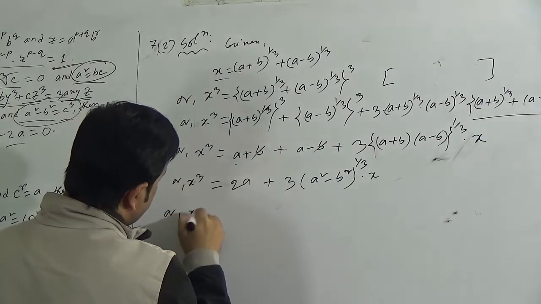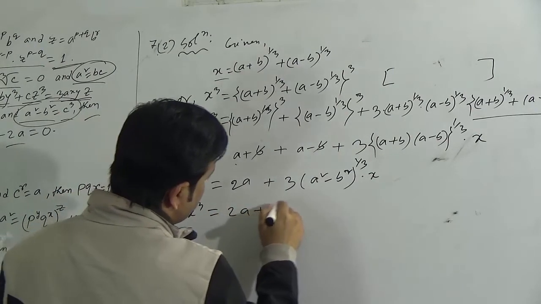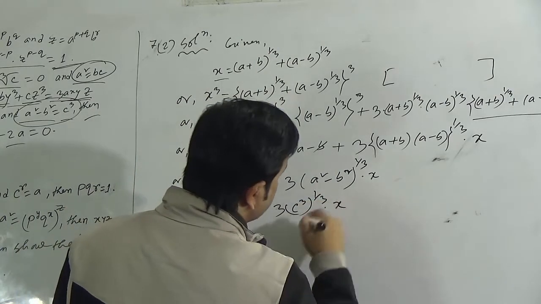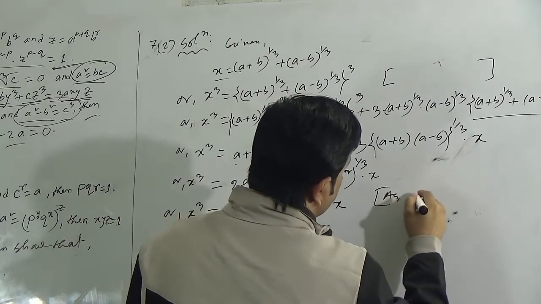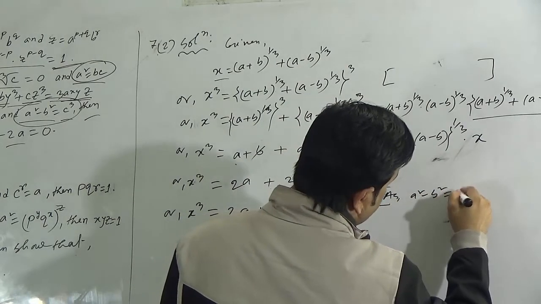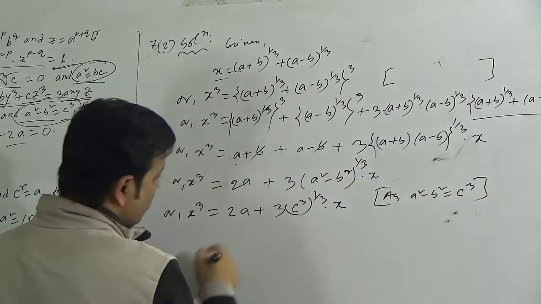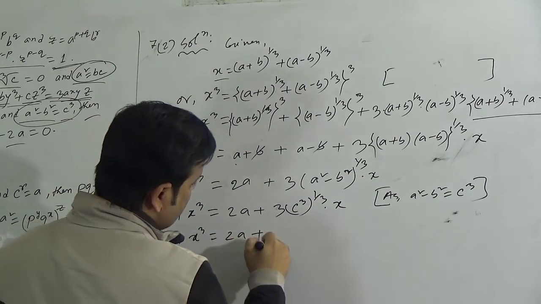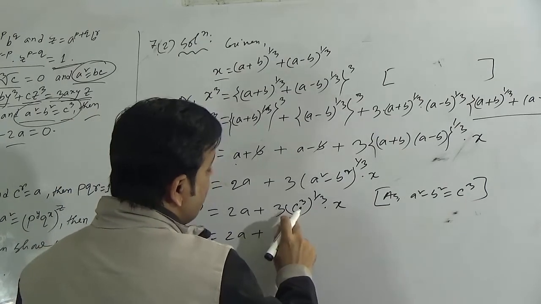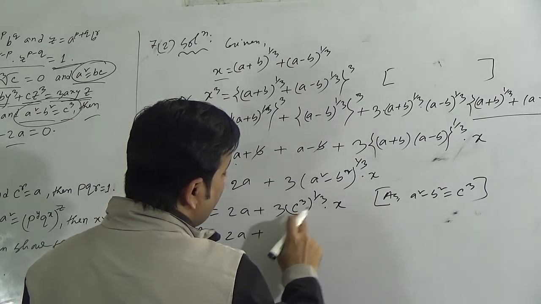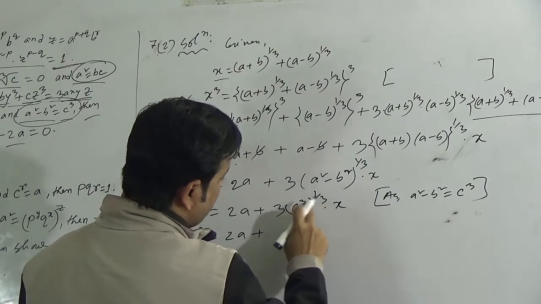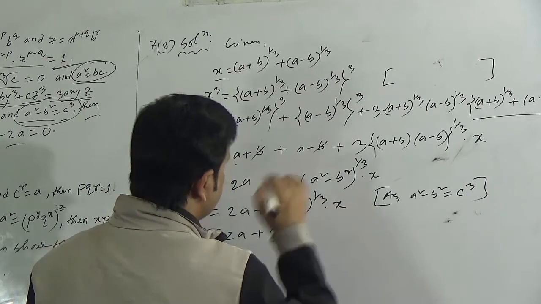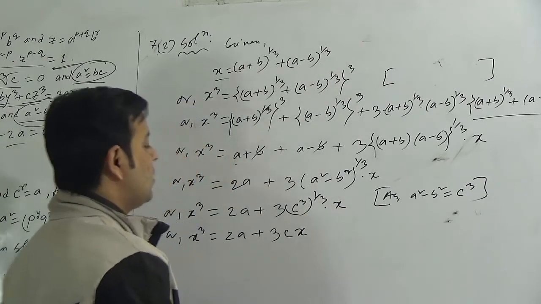So we can write here x cube is equal to 2a plus 3 into (c cube) whole to the power 1 by 3 into x. We can give the side note as a square minus b square is equal to c cube. Okay dear students, so we can see here again x cube equal to 2a plus 3 into (c cube) whole to the power 1 by 3. It means that this 3 and this 3 will vanish each other. It means only 3c, and here is x. It means 3cx will come in this term.